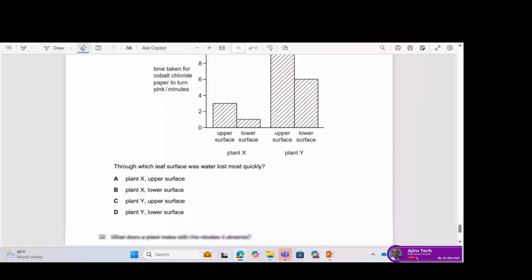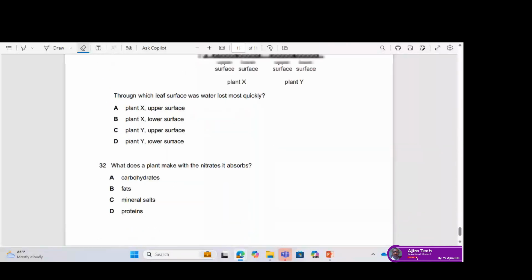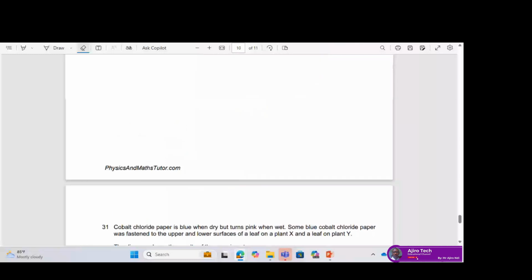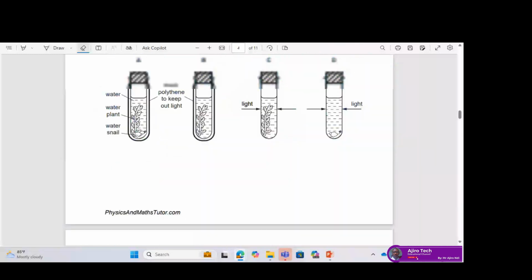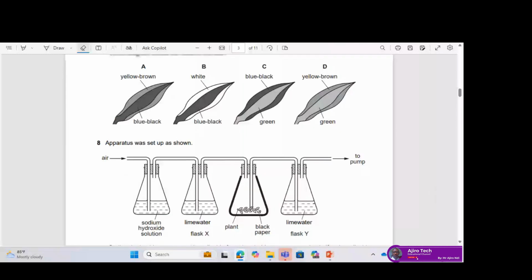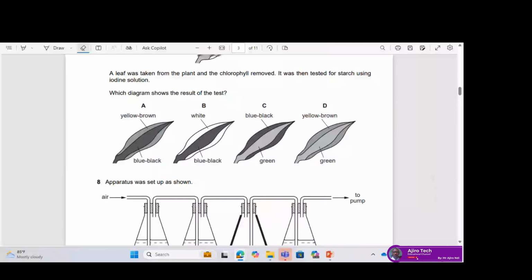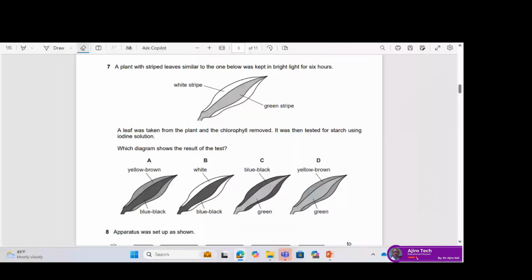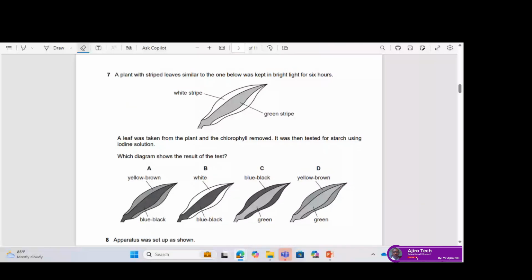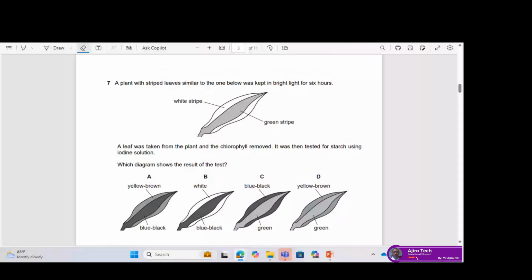I want something that has to do with those experiments in photosynthesis, and I've not seen anyone yet. Okay. Did you answer this one? No. Okay, let's see you try this.